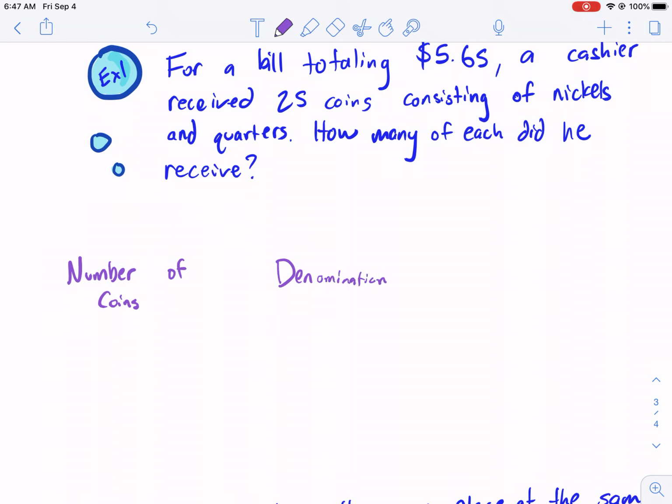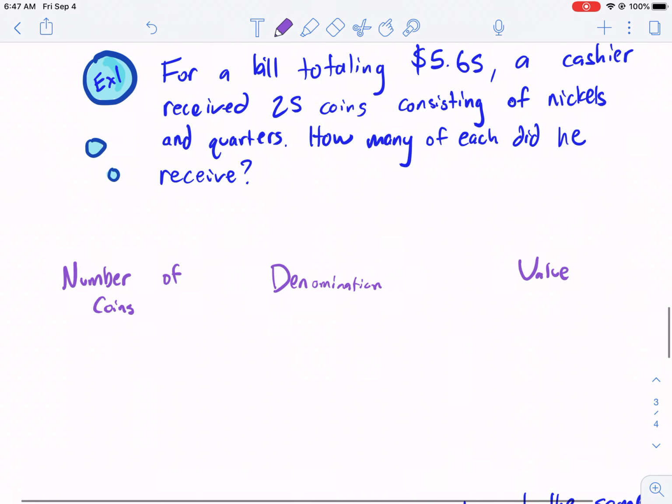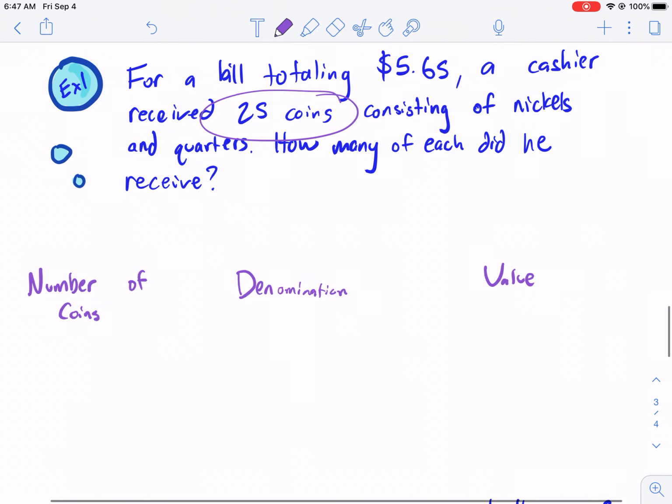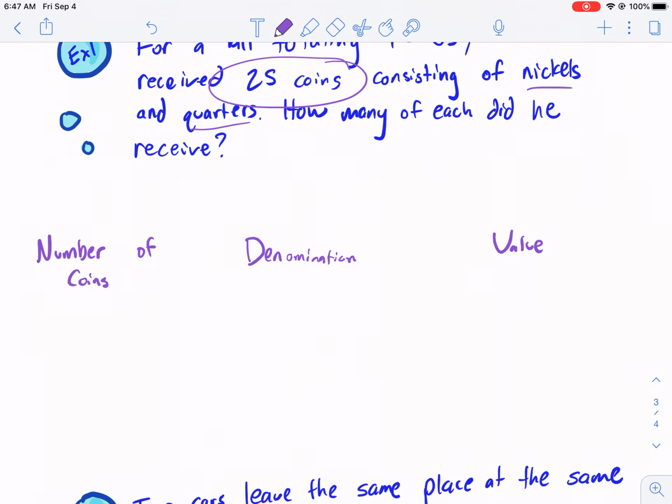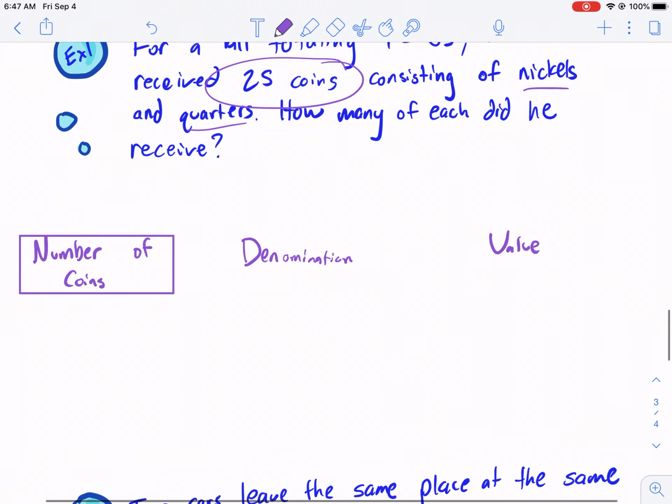Okay, and then we want the value. That's what we need. Now, the issue is we have 25 coins, and we know that they're nickels and quarters. Let me put a box around this stuff. So we have a number of coins. Boom. Okay. Now, we need to separate out into nickels and quarters.